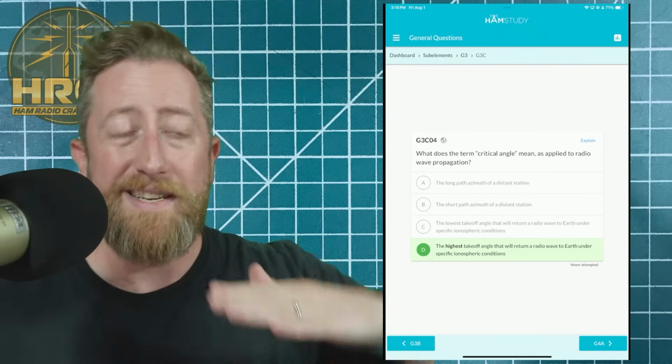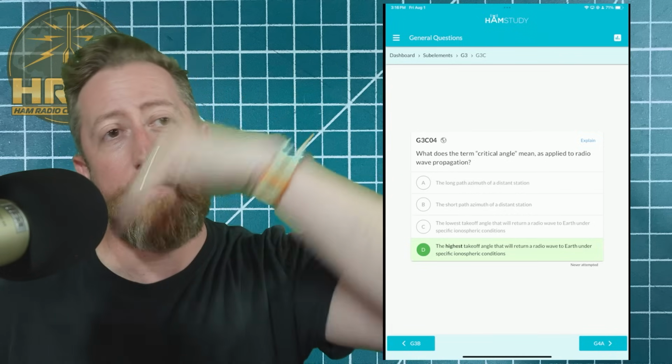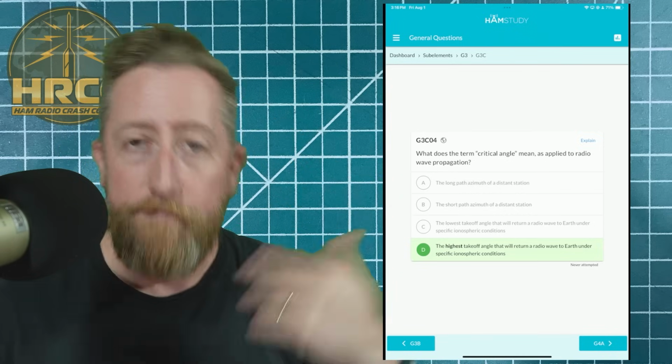The critical angle is the highest angle at which the atmosphere will refract that triangle back to Earth.